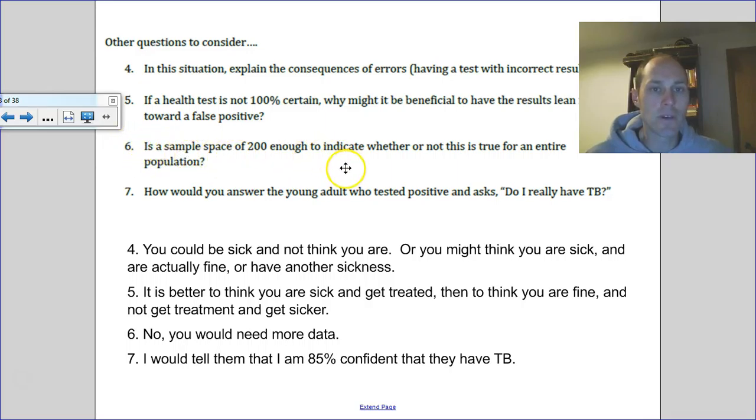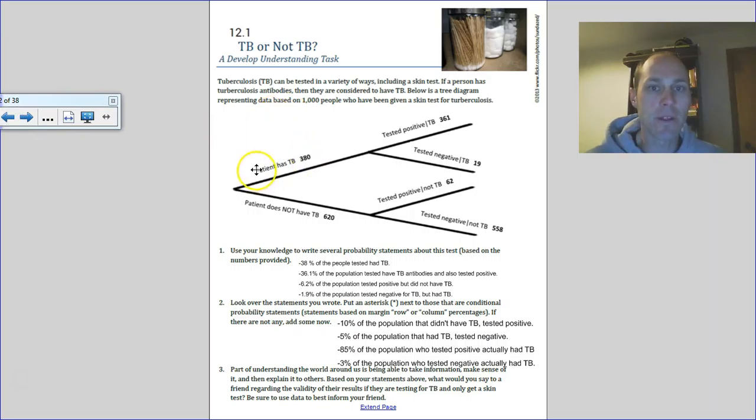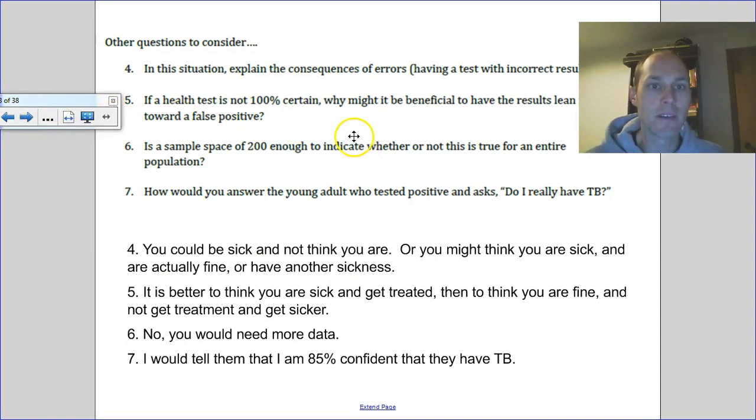Number 6, is a sample space of 200 enough to indicate whether or not this is true for an entire population? I'd say not enough information. We need more data. In our example, we had 1,000 people. 1,000 is a big number, and the more numbers you have, the more accurate and valid your test is. It's just the law of bigger numbers. If we have big numbers, it's better to test.